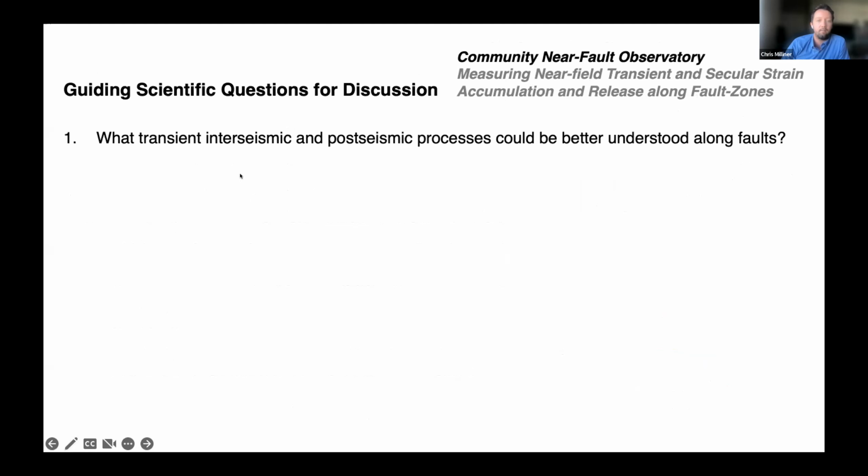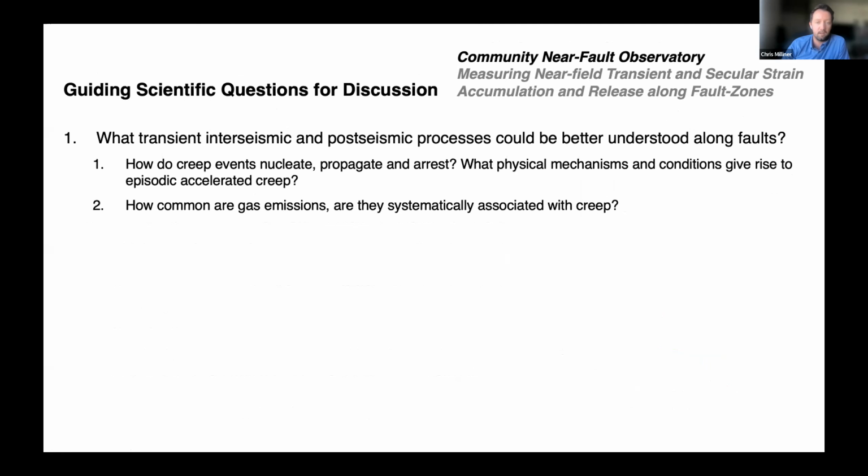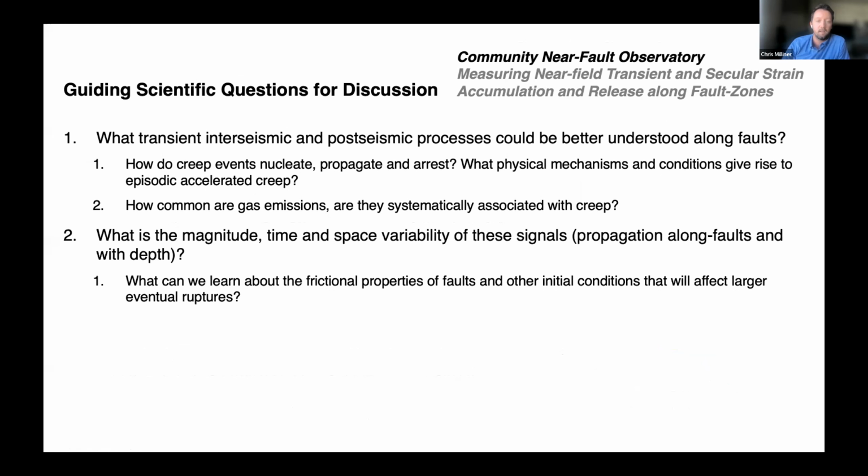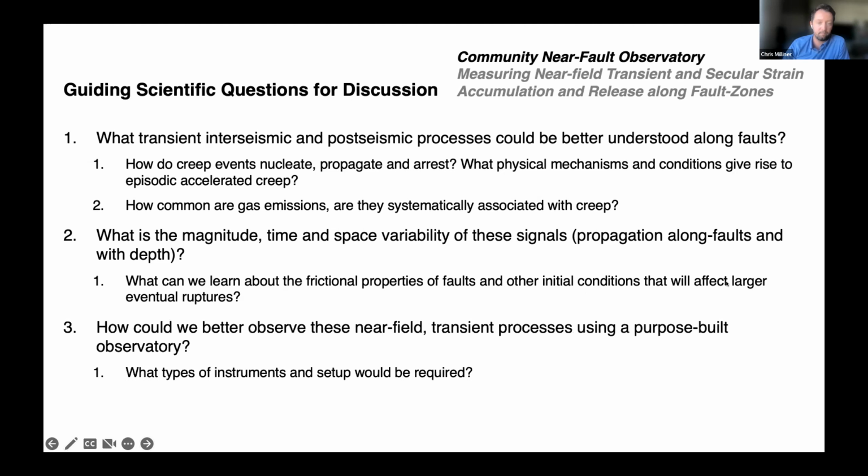So specifically, some science questions to try and guide the discussion later on today. We want to try and understand the transient interseismic and post-seismic processes. For example, how do creep events nucleate, propagate, and arrest along faults? What mechanisms and conditions give rise to episodic accelerated creep? How common are gas emissions? Are they systematically associated with creep along faults? What is the magnitude, time, and spatial variability of these signals? So how do they propagate along faults? How fast? What are the durations? How deep do they propagate? Where do they emanate? What can we learn about the frictional properties of faults and other important initial conditions that may affect the eventual larger ruptures on a major fault system?